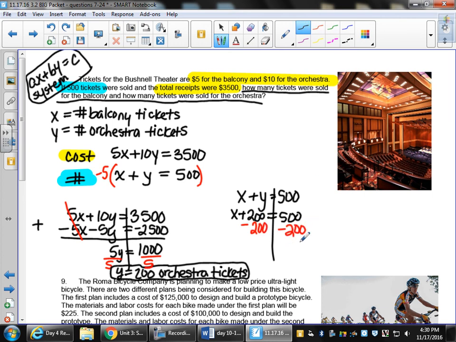And x equals 300. Again, 300 what? I come back here, x is the number of balcony tickets, so I know that this is 300 balcony tickets.